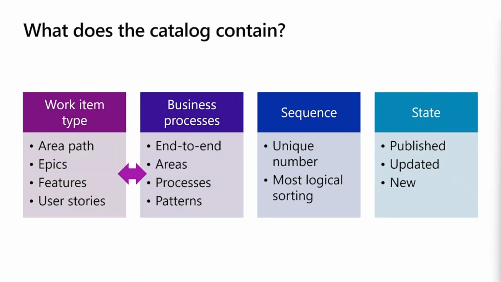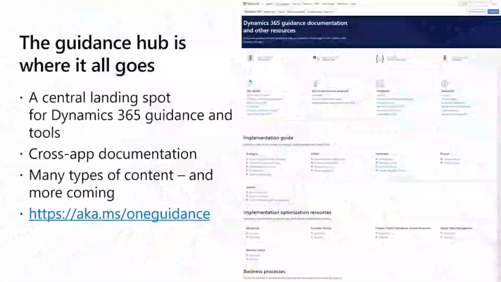Updated will indicate that we've made a change to that particular row, and new means it's an added row to the catalog since the last version that we published. So the Guidance Hub is where all of the documentation related to each of these pages go. That Guidance Hub is the central landing spot for all of the guidance and tools. And we talked about the Guidance Hub in a fair bit of detail in part 1. So I encourage you to go watch part 1 if you missed it.